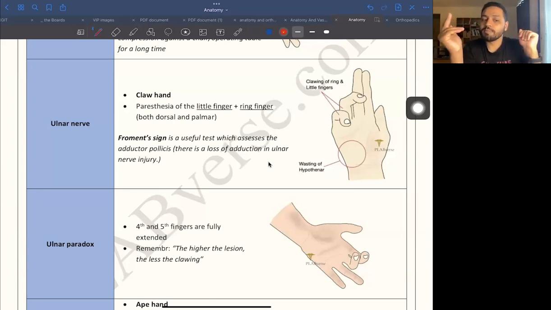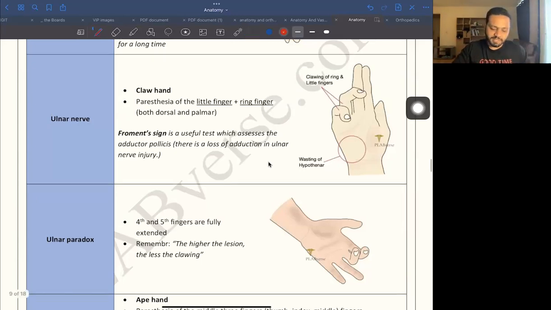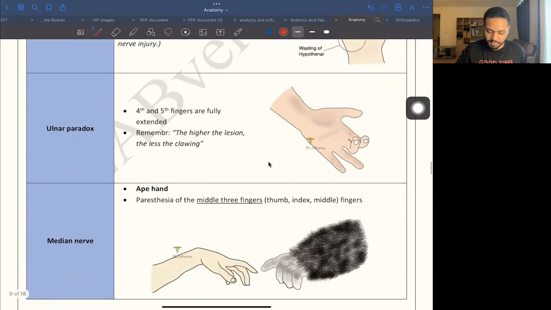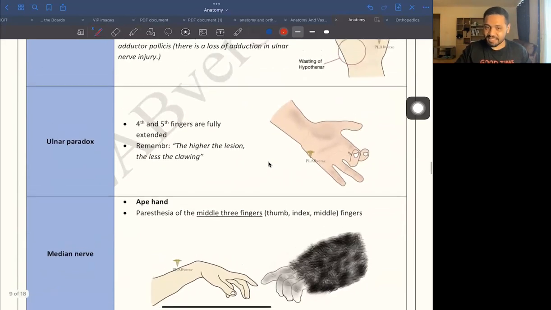So this is called ulnar paradox. The higher the lesion, the lesser the clawing. Okay, so this is how to explain it. It's basically the balance between the power of the flexors and the extensors.